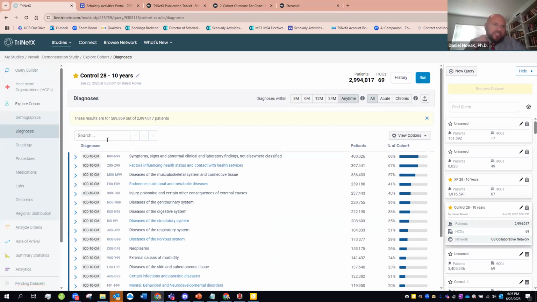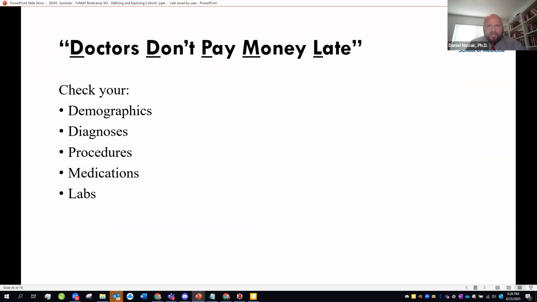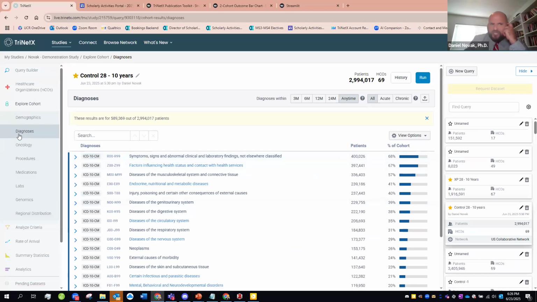So that's your demographics. There's a first year who did a really, really great job of coming up with a great mnemonic for this. He called this "Doctors Don't Pay Money Late." That's your demographics, diagnoses, procedures, medications, and labs. And those are the features that are available to you in pretty much all of your Explore cohort functions. So you can see your demographics we just looked at.